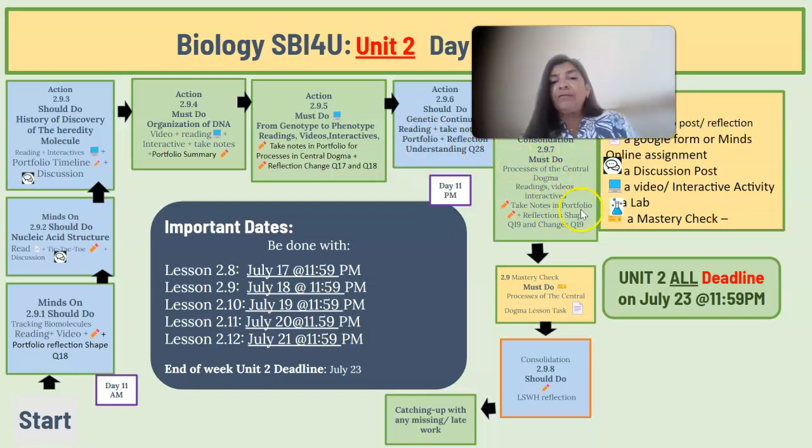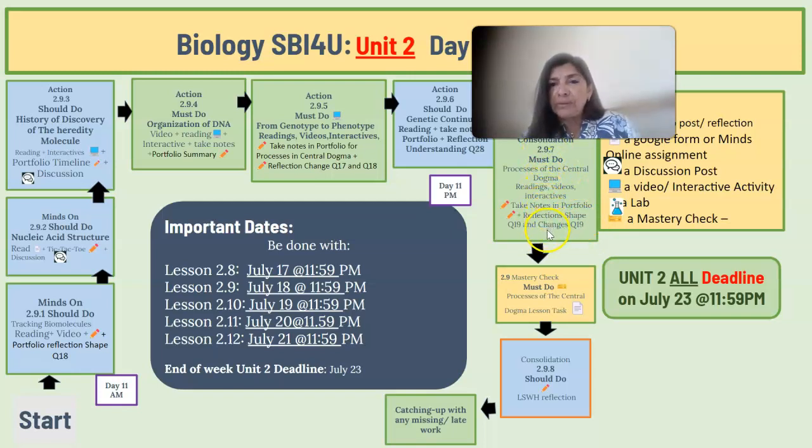You will post your reflection in understanding question 28 in your portfolio. Finally, there is a consolidation. It's a must do. You'll go through readings, videos, and interactives, which will look like a repetition, but it's not. They add more details. You'll take notes in your portfolio. You will reflect on question 19.